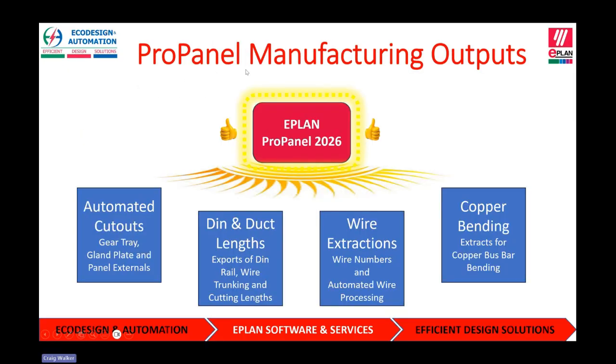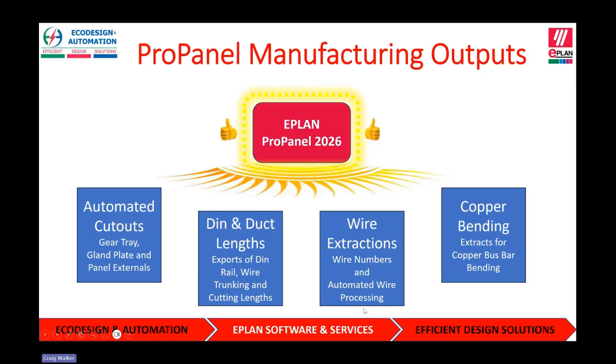So looking at those ProPanel manufacturing outputs, what you're really driving for is automating those cutouts and all your drilling patterns and cutting of the fan vents, etc., mounting for the isolators, coming up with your DIN and duct, or your DIN rail and trunking lengths, to pre-cut that ready to go to save time on the job.